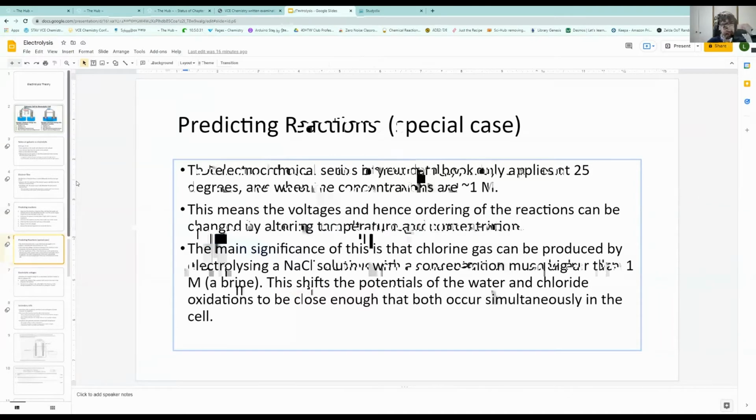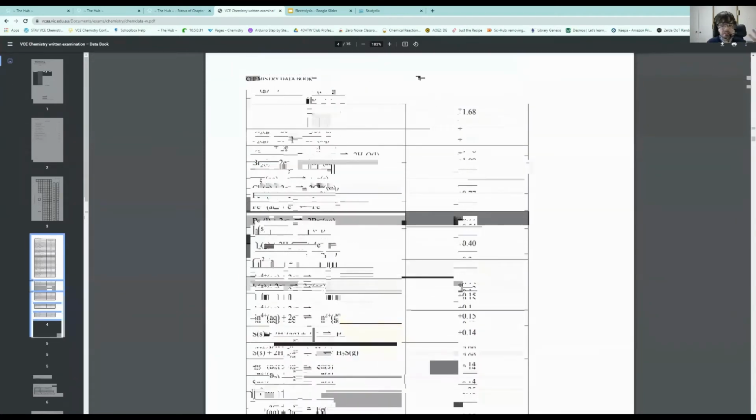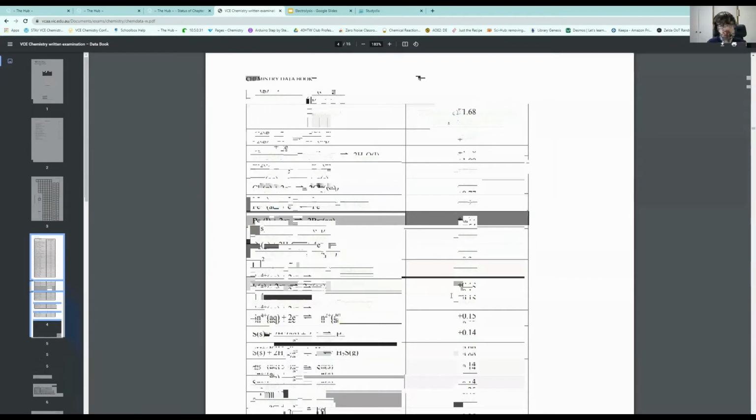Now, one thing I'd like to mention as well, it pops up occasionally. So the electrochemical series here, you'll see it's the standard electrode potential. So that is specifically at 25 degrees Celsius, and it's specifically when all of the chemicals here have a concentration of 1 molar, so 1 mole per liter. If the concentration is higher, the voltage tends to go up. If the concentration is lower, the voltage tends to go down. Sorry, I should say that basically the voltage will change.